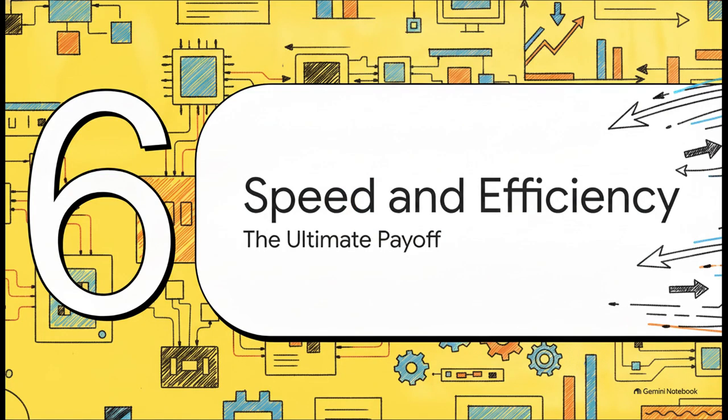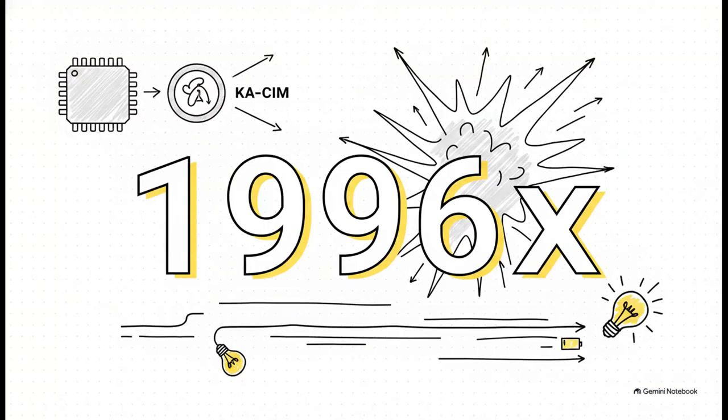Finally, Section 6. Revolutionary speed and efficiency. The payoff. So, we've gone from the high-level algorithm all the way down to a 100-nanometer switch. What actually happens when you combine all of this crazy cross-layer engineering? Well, when benchmarked for computing these complex equations, the K-SIM architecture achieved a staggering 1,996 times improvement in the energy delay product compared to a conventional CPU.